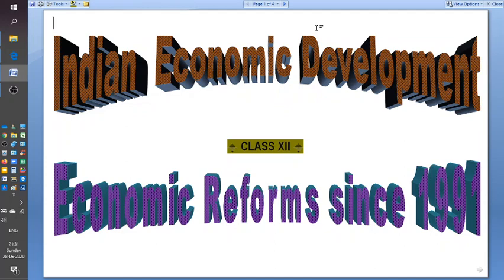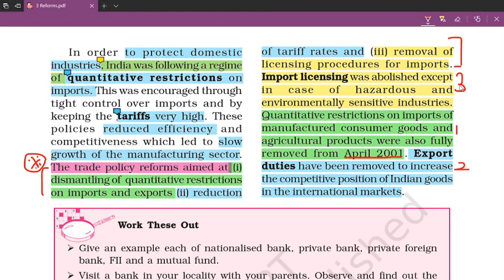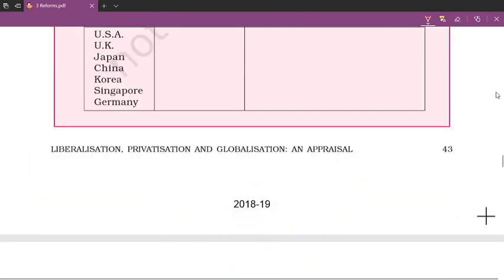But today we'll learn about the second part of economic reforms, that is privatization. We'll learn about the meaning and the methods, the ways the government can use to bring about privatization, and we'll learn about the concept of disinvestment and why it's important. So first, what's the meaning of privatization?